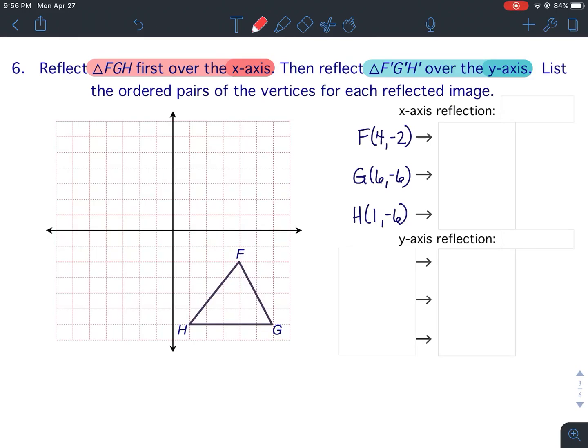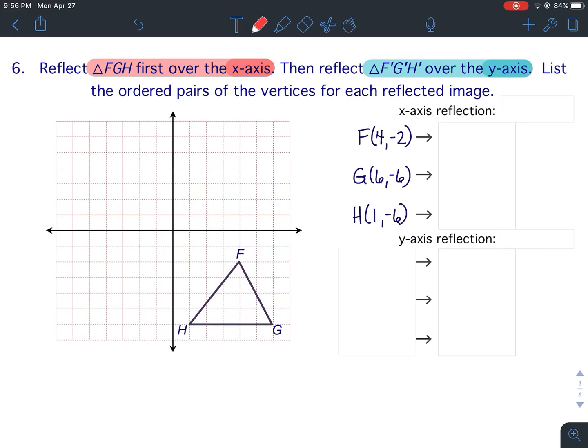Transformations Review, question number 6. Reflect triangle FGH first over the x-axis, then reflect triangle F prime G prime H prime over the y-axis. List the ordered pairs of the vertices for each reflected image. So we're going to take FGH and we're going to reflect it over the x-axis.